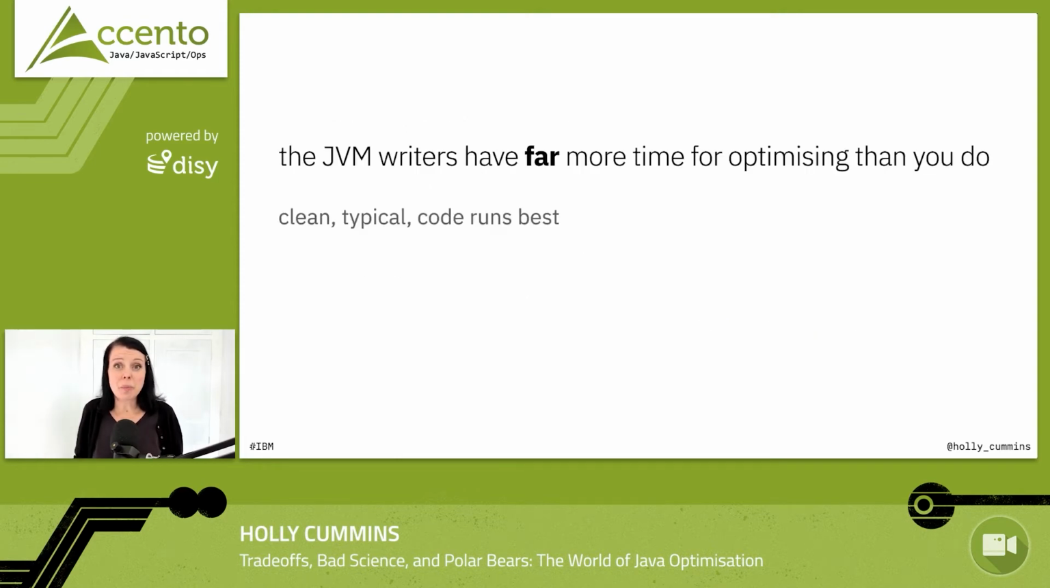In general, the people who write the JVM have way, way more time to optimize the JVM than you do to optimize code. So what we want to do is be on their golden path. And what that means is that we want to be writing clean code, because that's a good idea, and typical code, because it comes back to that design thinking and who are we optimizing for? They're optimizing for people who write typical code. You be one of those people.